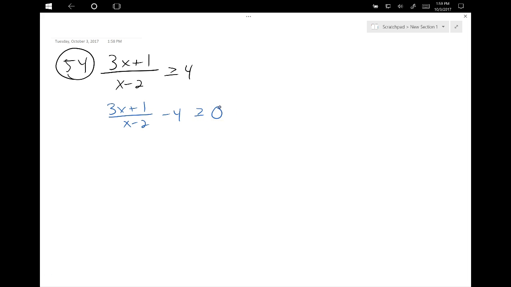So now I have a 0 on the right. That satisfies one of those conditions. But I also need one fraction on the left. So I'm going to make this a 4 over 1, make it a fraction, and combine these two by getting an LCD. My LCD, my least common denominator, would be x minus 2.